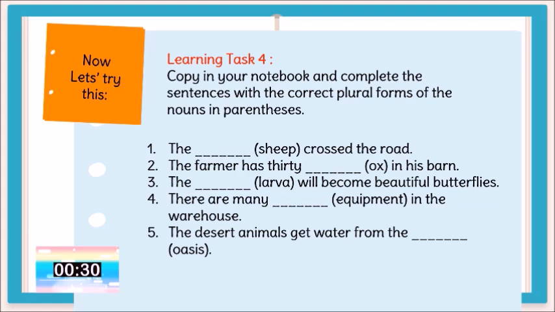Number 3. The blank larva will become beautiful butterflies. Number 4. There are many blank equipment in the warehouse. Number 5. The desert animals get water from the blank oasis.